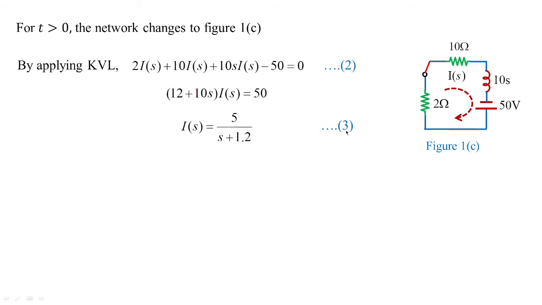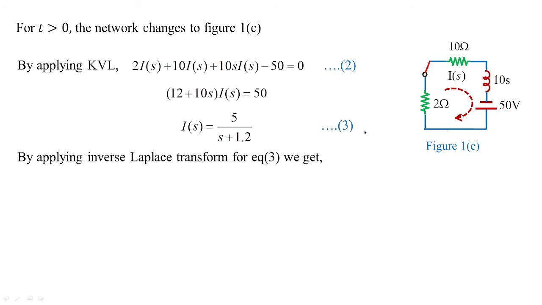Now just employ the Laplace inverse to this equation 3. We are going to get i(t) equal to 5 e to the power of minus 1.2t. This is the basic mathematics under the Laplace transform, which we have framed, and we have obtained equation 4 using equation 3. So this is the general solution for the circuit.